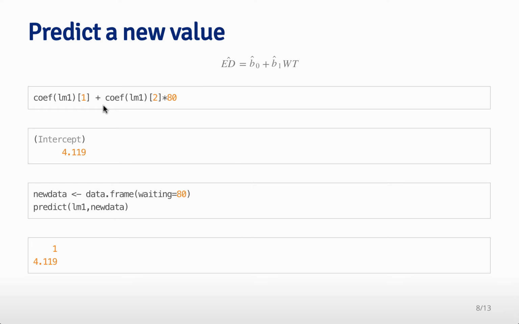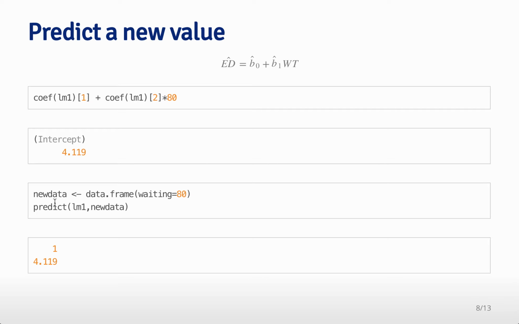To extract those values from the linear model object, you can use the coef command that gives you the coefficients, which is the name that we use for these two variables, the estimates for those two variables. And so coef(lm1)[1] will give you the intercept value, the beta hat 0, and coef(lm1)[2] will give you beta hat 1, the value fit for the waiting time. And then suppose we have a new waiting time that's 80, then the prediction that we get out is 4.119 as the time for the eruption duration.